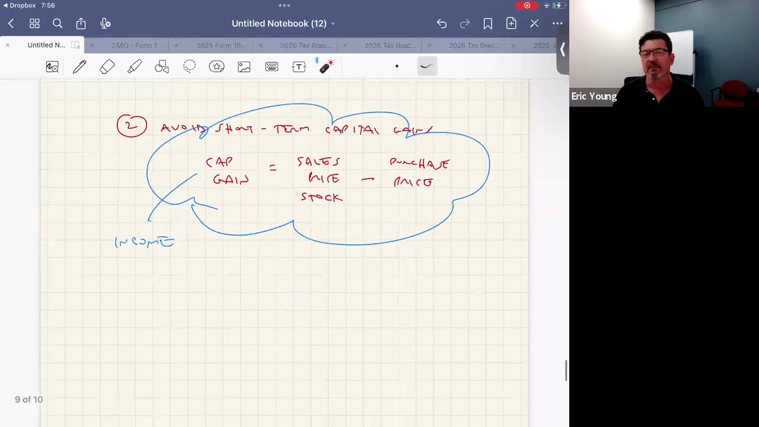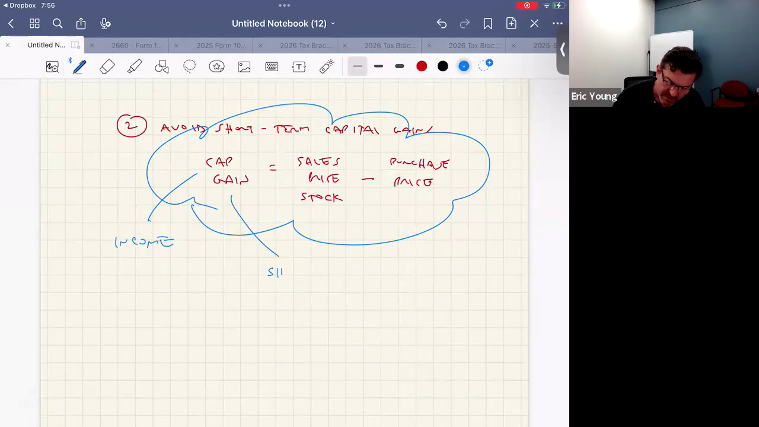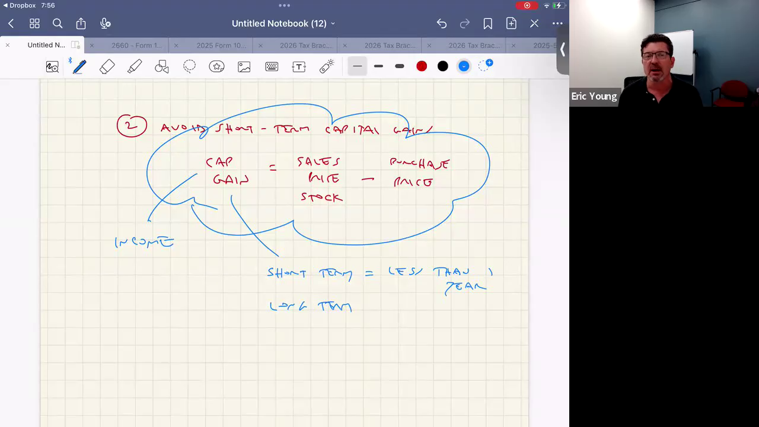But there's something very interesting. Capital gains can be classified as either short-term or long-term. A short-term capital gain means that you held the asset for less than 1 year. So if you buy a share of Tesla stock and then you sell it less than a year later, the gain that you make is a short-term capital gain.